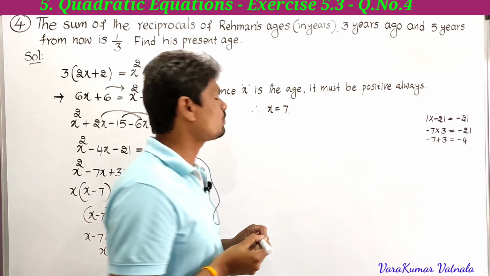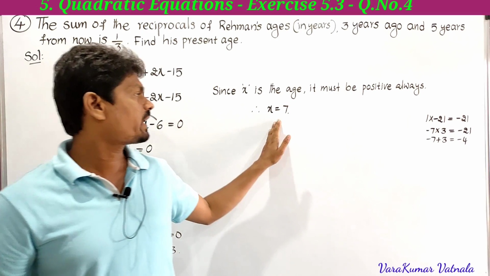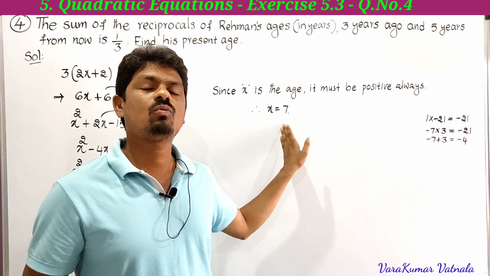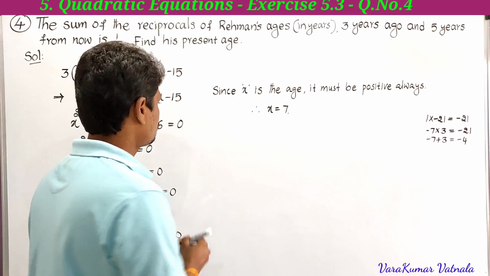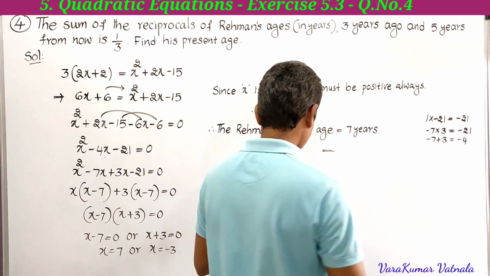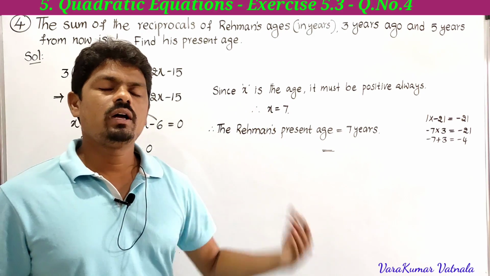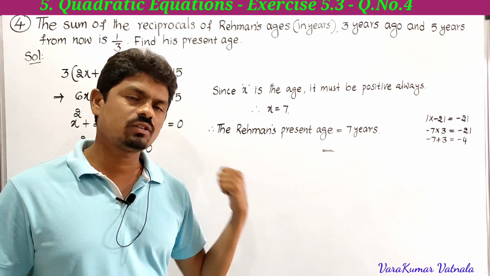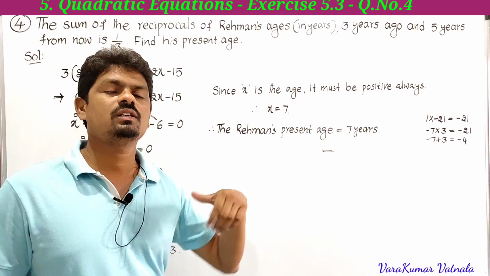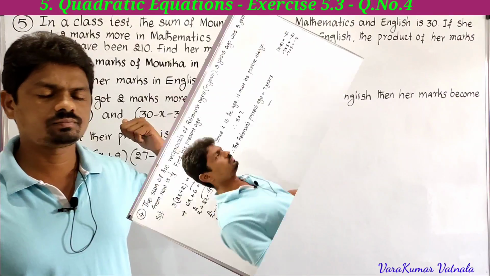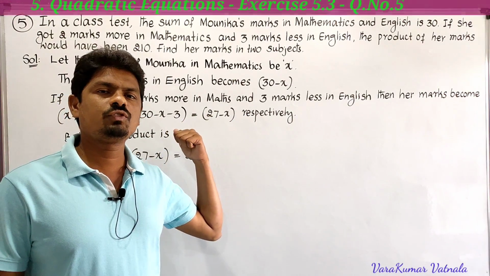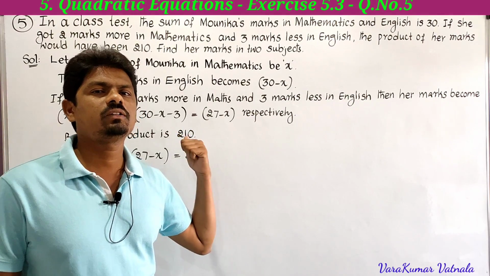So if x is equal to 7, therefore the Rahman's present age is equal to 7 years. So that we have to write. This is the fourth problem in exercise 5.3. Next we have to solve the fifth problem. This is the fifth problem in exercise 5.3.